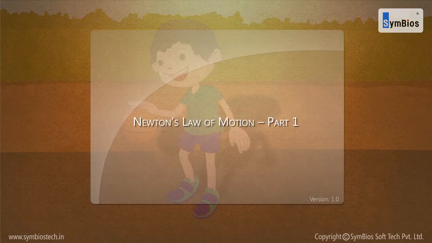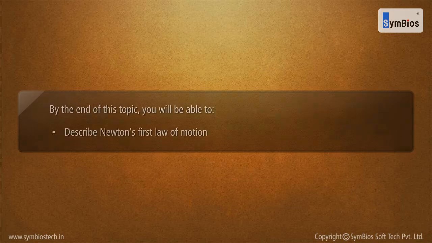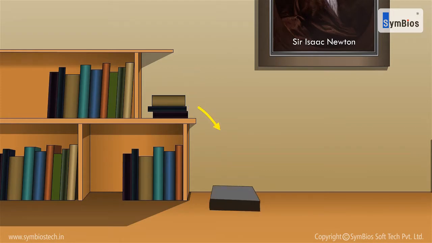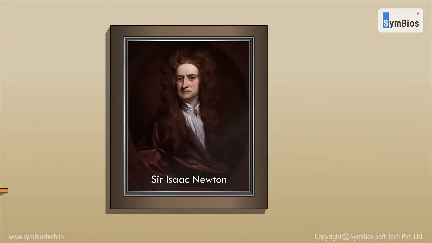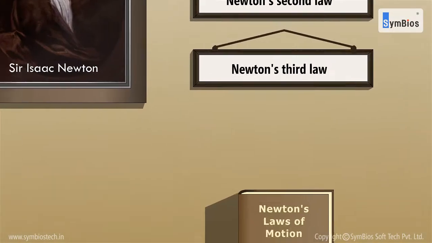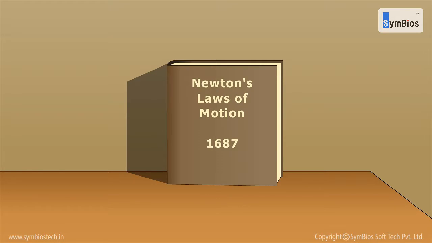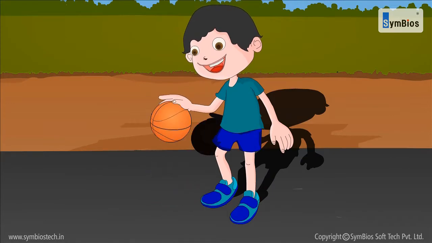Newton's laws of motion. By the end of this topic, you will be able to describe Newton's first law of motion. When an object changes its position, we call the change in position motion. Sir Isaac Newton, a great scientist, developed three laws of motion and published them in 1687. Newton's three laws of motion apply to every movement in the universe and in all our daily life activities.